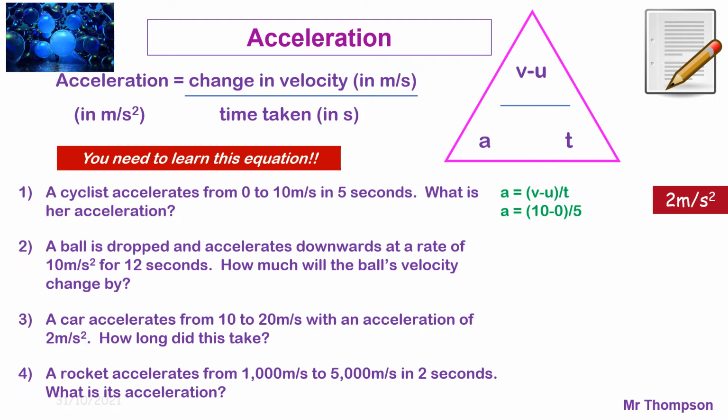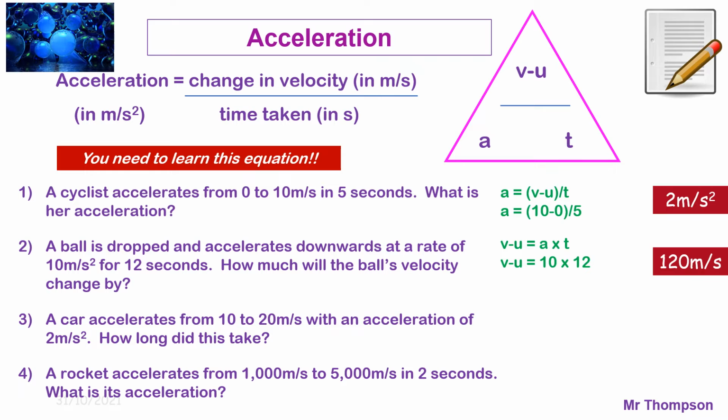The ball is dropped and accelerates downwards at a rate of 10 meters per second squared for 12 seconds. How much will the ball's velocity change by? So you need to rearrange the equation in the triangle. V minus u equals a times t. So you assume it's dropped from rest, from 0, and therefore you work out v minus u is 10 times 12. It means its new velocity is 120 meters per second.